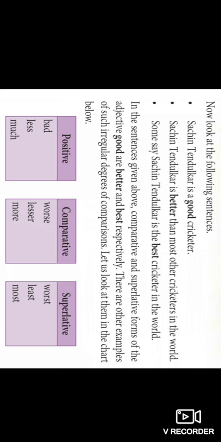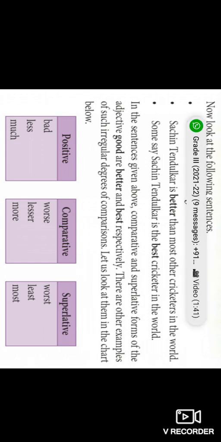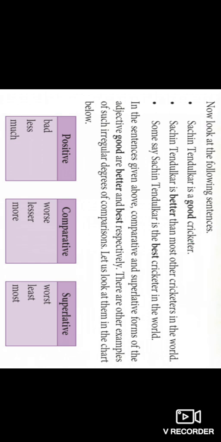Okay, so now look at the following sentences. Sachin Tendulkar is a good cricketer. Sachin Tendulkar is better than most other cricketers in the world. Some say Sachin Tendulkar is the best cricketer in the world. See here children, we have the three forms here. The first one, I am telling that Sachin Tendulkar is a good cricketer. That means the positive degree. The second one, Sachin Tendulkar is better than most of the cricketers. That means we are comparing with a few people, so better means comparative. See, the last two letters are ER. Some say Sachin Tendulkar is the best cricketer. That means we are comparing with more than two people, the whole of the other cricketers. So it comes under the superlative.